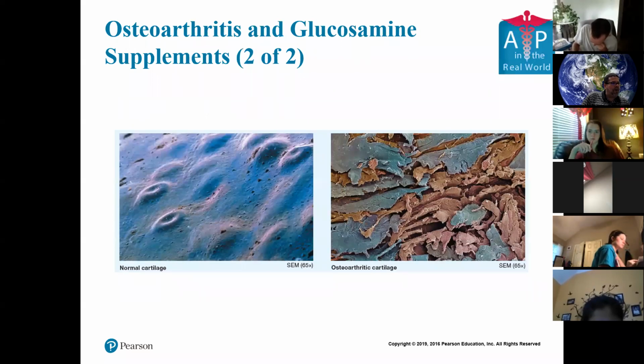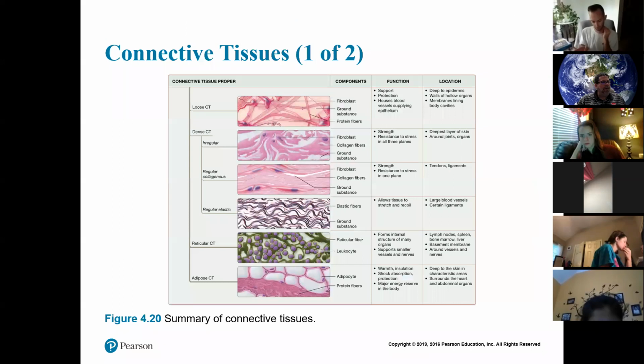Here is normal cartilage on the left, and here is osteoarthritis. So osteoarthritis is a destruction of the cartilage due to wear and tear, or maybe even due to bad genetics, and you have a bad knee design, and your knee is not properly designed, or your ankles are not right. You can see it's tearing it apart.